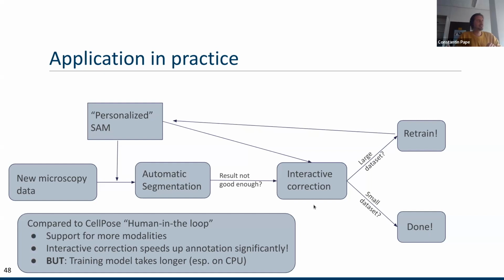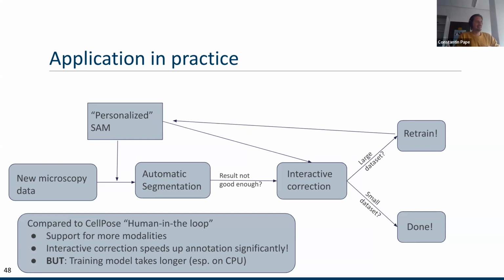And of course, this is inspired by the human in the loop training that Cellpose already implemented a couple of years ago. The difference is that we have support for more modalities in the beginning, and also that the interactive correction speeds up the annotation process quite a lot. So these are the two advantages.